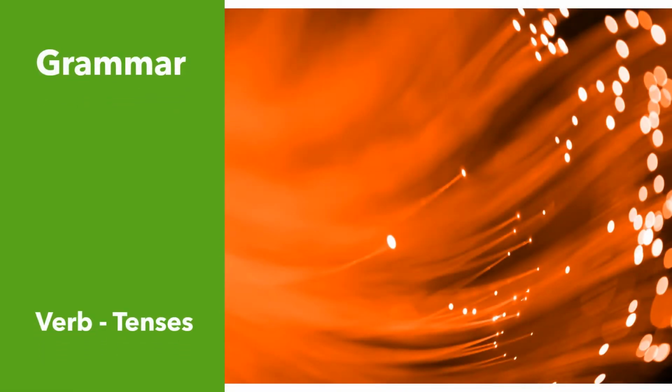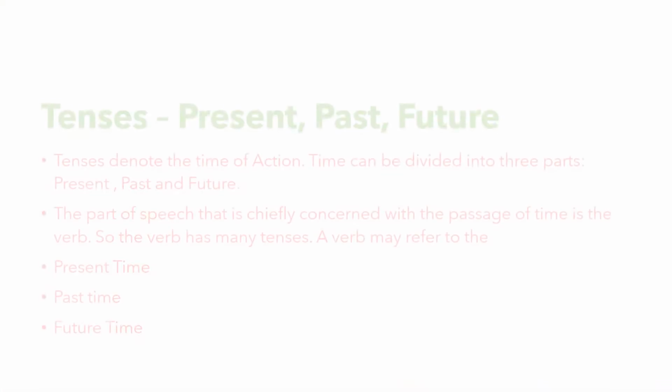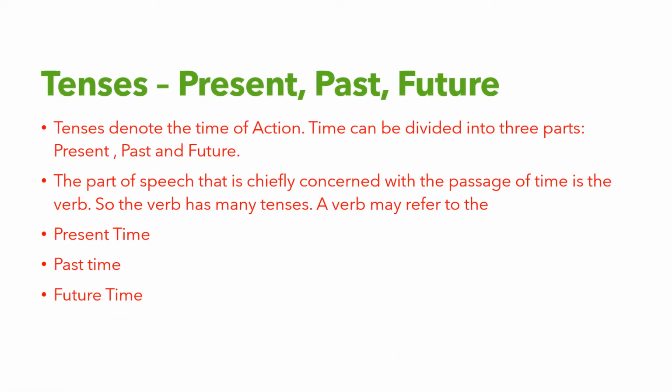Grammar lesson, verb, tenses. Let us understand what tenses are: present, past, and future. Tenses denote the time of action. Time can be divided into three parts: present, past, and future.